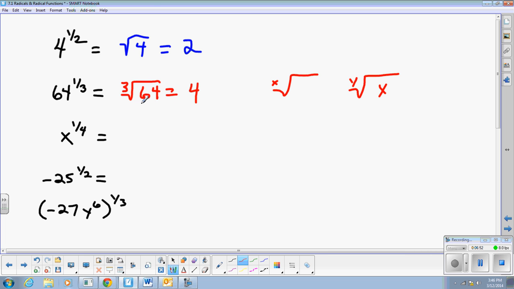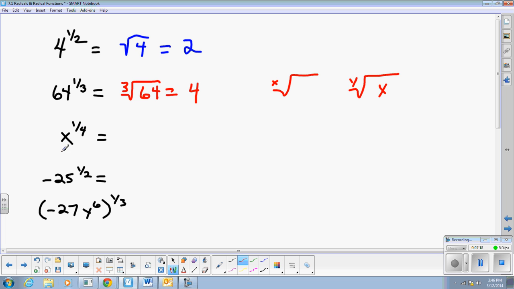Most of them would start by typing in the 64 first, and then you would type in this symbol here, and then you'd tell it what root you want. Some do it the other way around. Some say you have to type in the root first, and then type in the number. So if you're not sure, play around with it on your calculator. If you need help, bring it to me, and I have worked with many different calculators. I can help you figure out how to do it on your calculator.